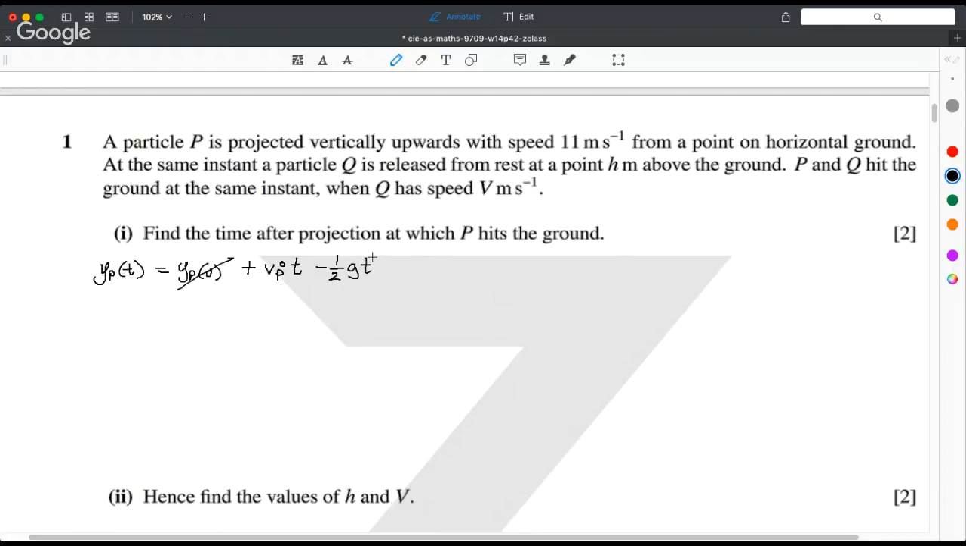In this case, a is minus g. So a is equal to minus g for both p and q, so I'm not going to give it a subscript q. So this is the full equation of motion of the particle p.